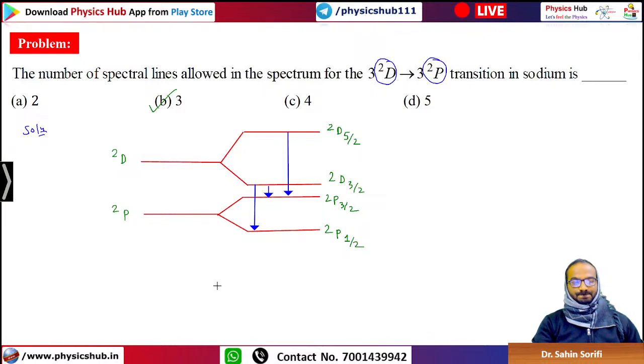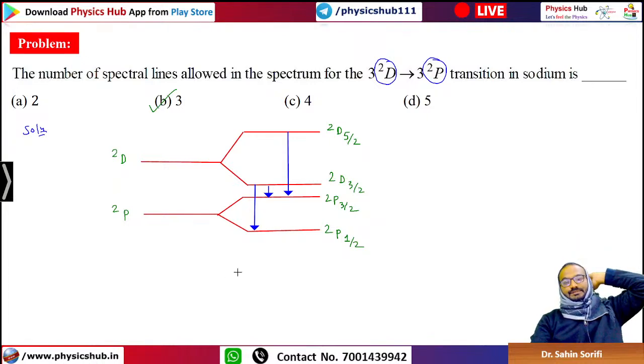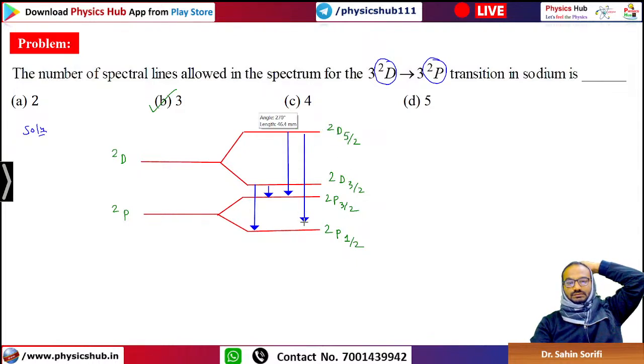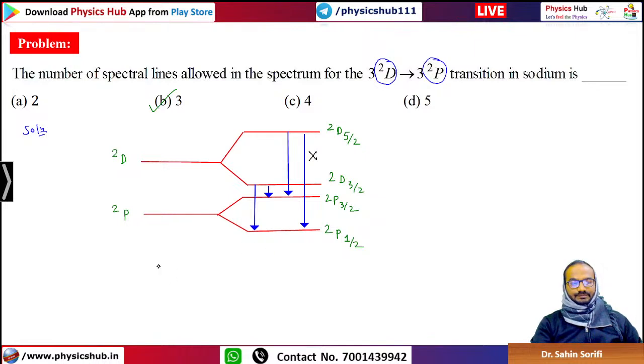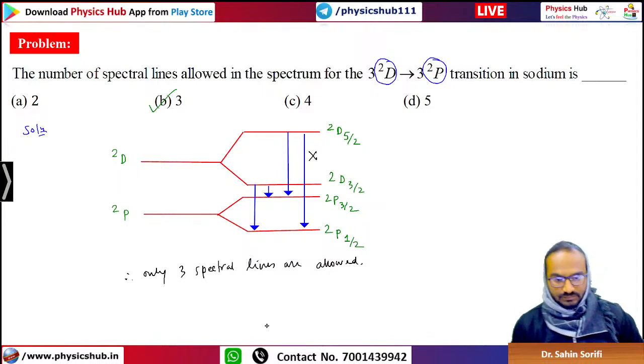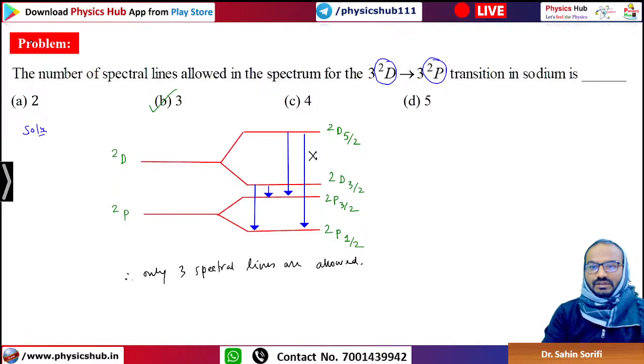Now, is anything else allowed? 2D 5 by 2 to 2P half. Is it allowed? 5 by 2 and half: 5 by 2 minus half, so delta J is equal to 2. So this is not allowed. Okay? So only 3. I hope you will be able to tackle any questions from this.